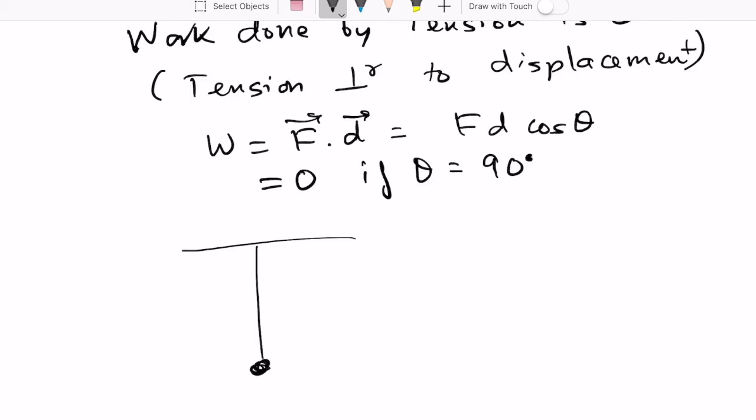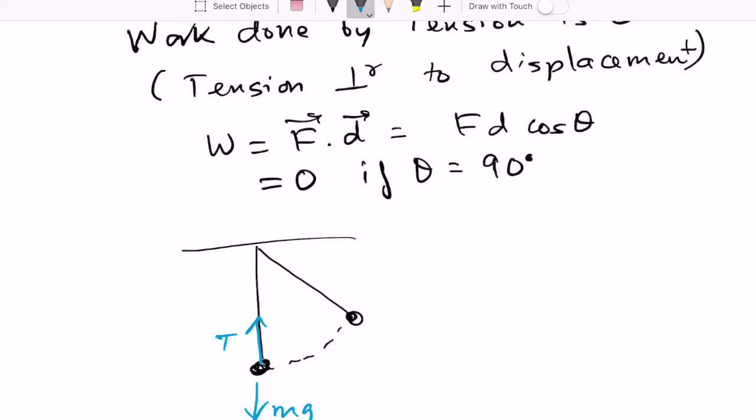So this was our bob, and it's following this arc of a circle. The two forces on it were mg acting down and tension acting upwards. So the question is, what is the work done by mg? Now, the formula for work that we learned, F d cosine theta, only applies when the force is constant and the object is moving in a straight line. Now, in this case, the object is not moving in a straight line.